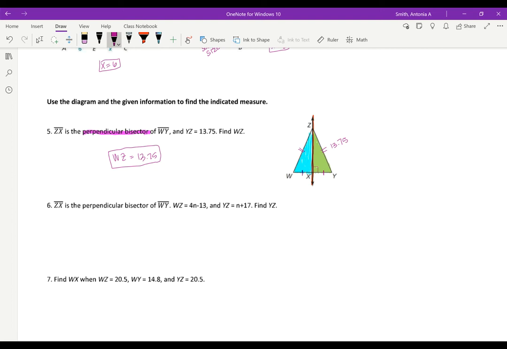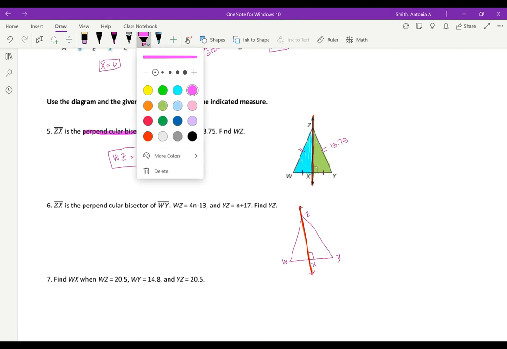Okay, let's look at number 6. I'm going to redraw that diagram so I don't erase what I just put on it. It's not going to be quite as pretty. It's not going to be pretty at all, but here we go. So here's our perpendicular bisector. Here's Z, X, Y, W. ZX is still the perpendicular bisector, so I'm still going to keep that red. I'm going to highlight that word purple.